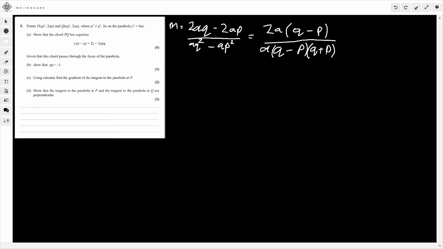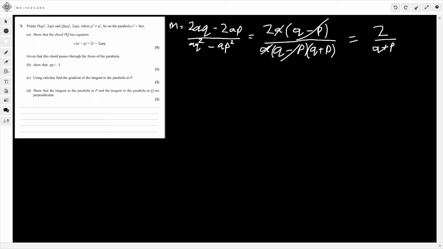Then we can just cancel down like this. So I can cancel a q minus p with a q minus p, and then we can cancel one of the a's with one of the a's here. So that's going to leave me with 2 divided by q plus p. So that's the gradient. Now all we need to do is sub this in using the y minus y1 is equal to m multiplied by x minus x1 formula.